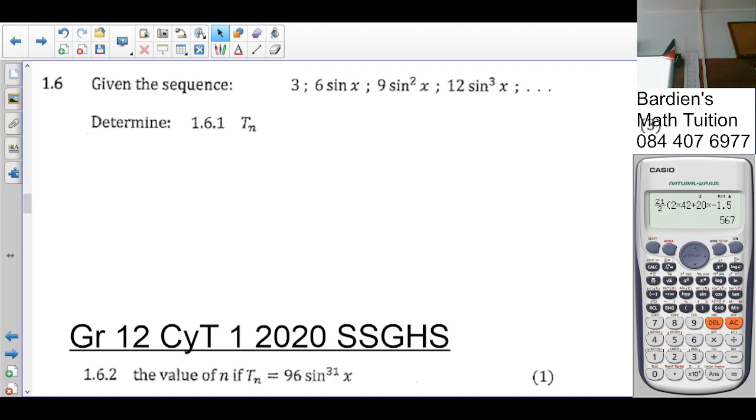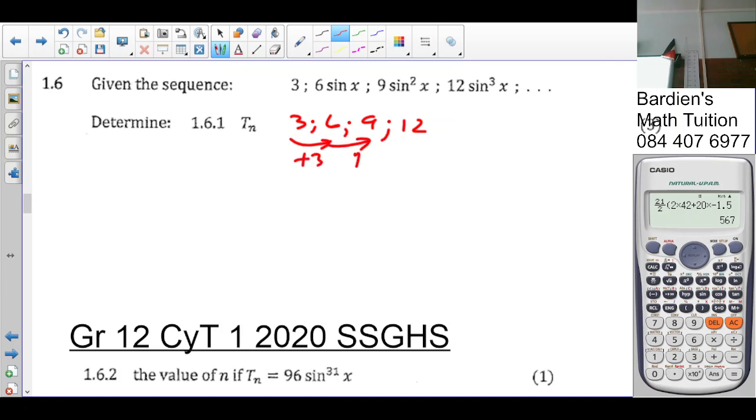Alright. So given the sequence, you got 3, then we got 6 sine x, then we got 9 sine squared x, then we got 12 sine cube x. What you should notice here is, how do I move from one to the next? From 3, 6, 9, 12, here I'm adding 3. So the general term for this is simply going to be Tn is equal to a plus n minus 1 d, and it's going to give you 3n. So for this part, it's going to give you 3n. You see it's a 2-in-1 sequence.